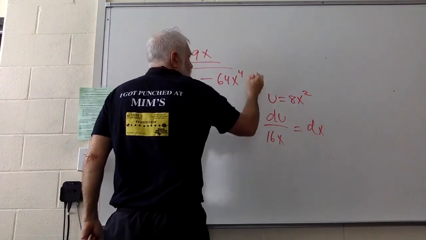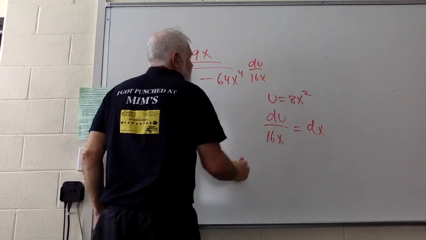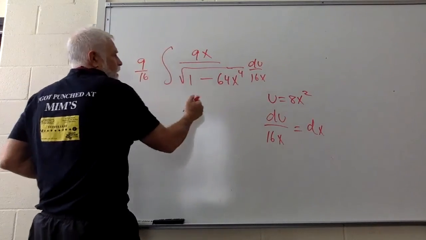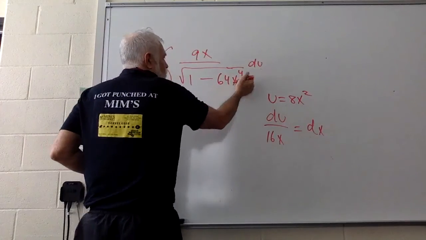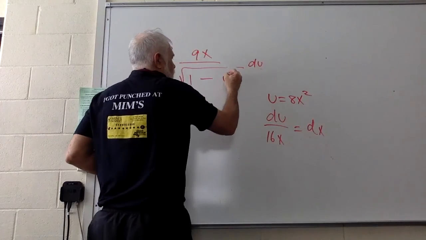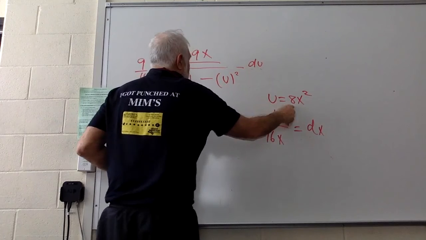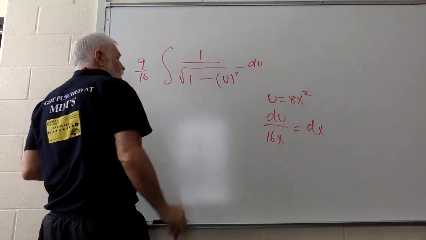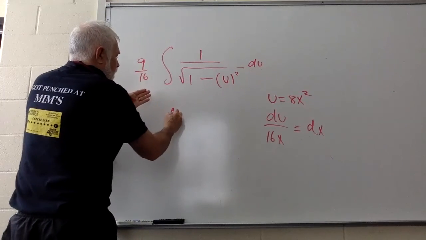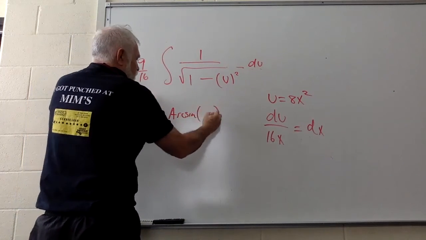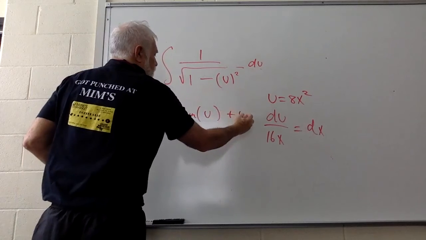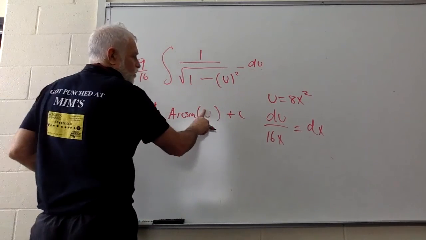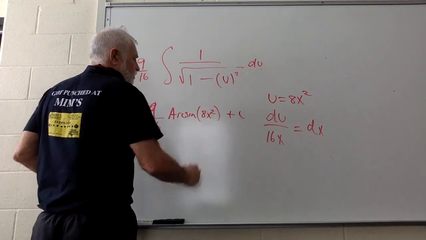So dx becomes du over 16x. 9/16 comes out. Gone. U, 64x to the 4th is u squared. That thing squared. This is now gone. Yes, so that became a 1. And now we can see the arc sine of u, right, plus c times 9/16. Then you replace u with 8x squared.